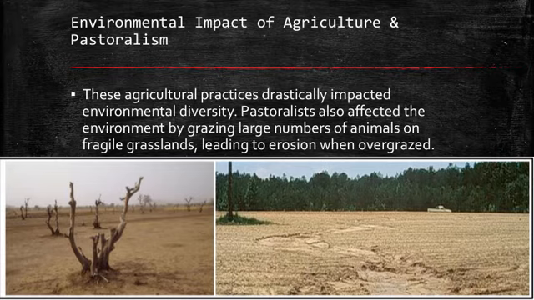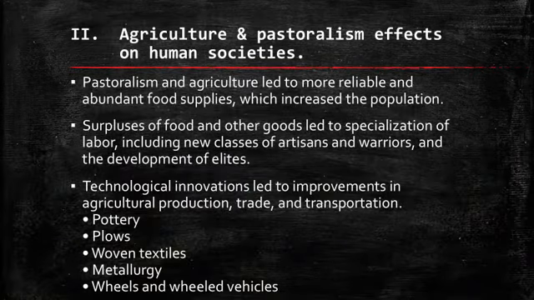There's an environmental impact to be discussed here as well. Environmental impact of agriculture and pastoralism. These practices drastically impacted environmental diversity. Pastoralists also affected the environment by grazing large numbers of animals on fragile grasslands, leading to erosion when overgrazed. In ancient Mesopotamia, it used to be referred to as the Fertile Crescent. The land between the rivers, that's what Mesopotamia means, was lush. I mean green, beautiful, golf course-like. But they over-farmed it, they over-grazed it, and now, when you look at Iraq and Iran and parts of Mesopotamia, it's desert. I mean, it ruined it. So man definitely had a negative impact on the environment during this period of history.